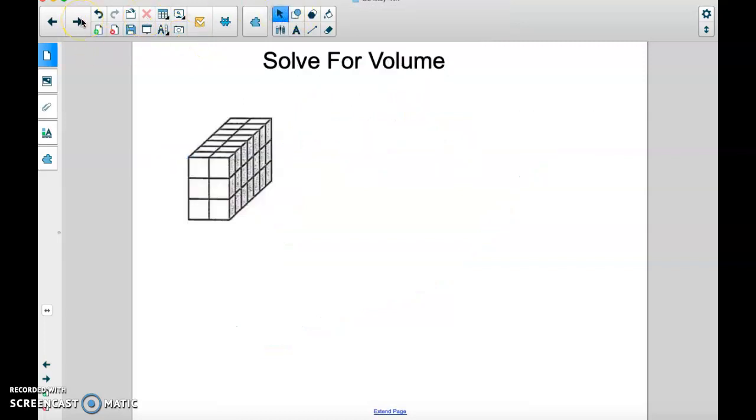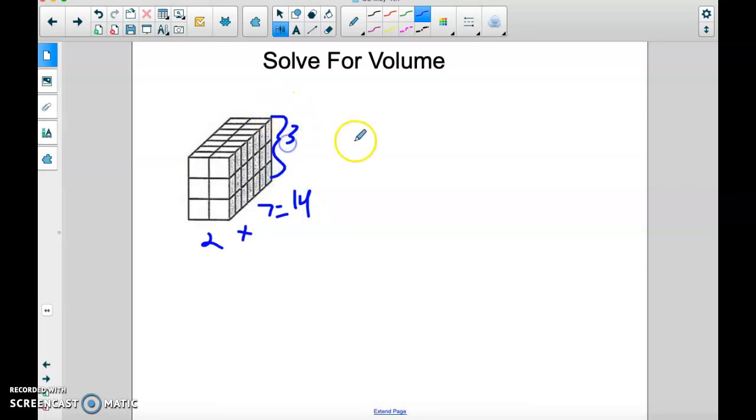So go ahead, pause your video, and solve for this volume real quick. All right. So if we continue thinking about it the way that you guys were thinking about it, right? So if I think about this is a 2 by 1, 2, 3, 4, 5, 6, 7, 2 by 7, right? So I know that in one layer, that base is 14, and then the height here is 3. So then I do 14 times 3.